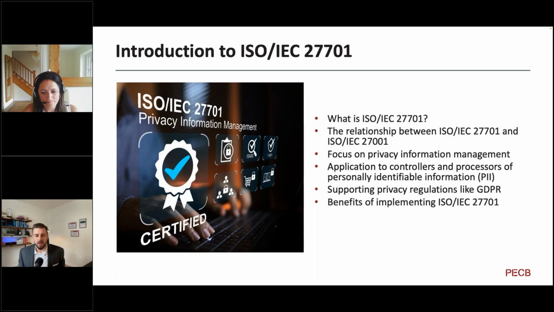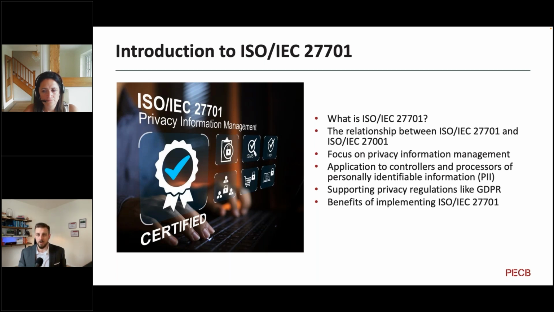So we're going to get a little bit mixed up in a lot of numbers between ISO 27701 and 27001. So I'll try to simplify it. ISO 27701 is a privacy information management system. ISO 27001 is an information security management system. They're related in the fact that a lot of people use privacy and information security or cybersecurity as interchangeable concepts, but they're really not.